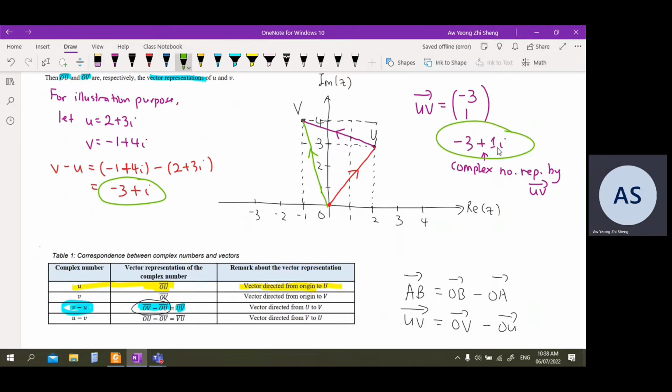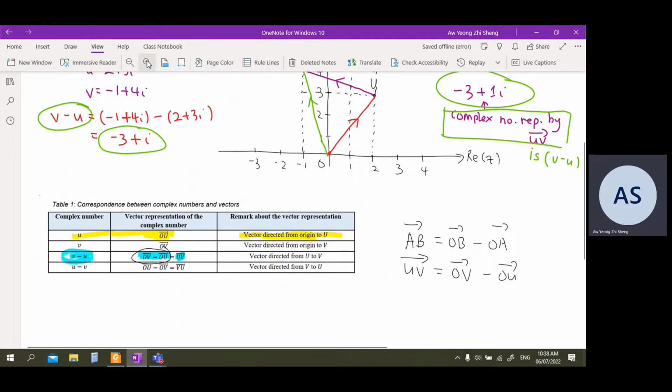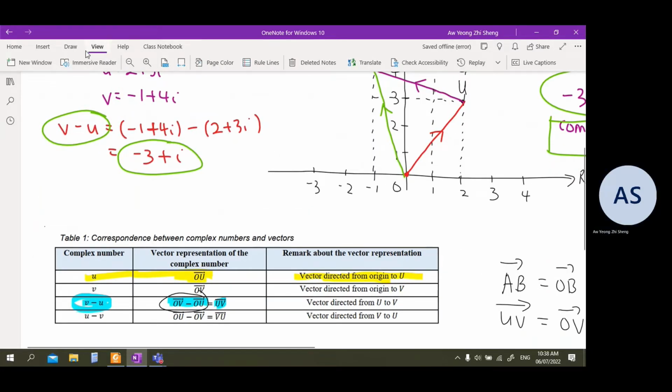We know -3 plus 1i is a complex number represented by UV. And -3 plus 1i happens to be the same as V minus U. So that means the complex number represented by the vector UV must be V minus U. Okay, so we have one simple way to remember this fact.